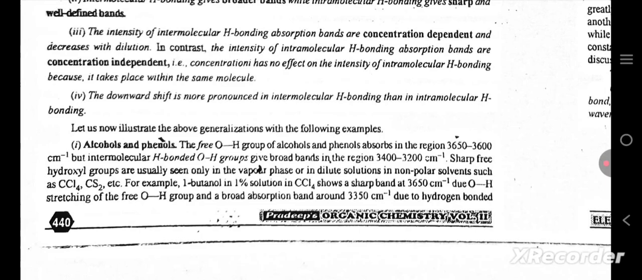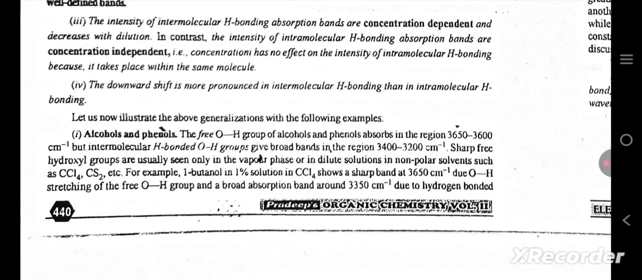Alcohols and phenols. The free OH group of alcohols and phenols absorbs in the region 3650 to 3600 cm⁻¹, but intermolecular H-bonded OH groups give broad bands in the region 3400 to 3200 cm⁻¹. Sharp free hydroxyl bands are usually seen but only in the vapor phase or in dilute solutions in non-polar solvents such as CCl4. For example, 1-butanol in 1% solution in CCl4 shows a sharp band at 3650 cm⁻¹ due to OH stretching of the free OH group and a broad absorption band around 3350 cm⁻¹ due to hydrogen-bonded OH.